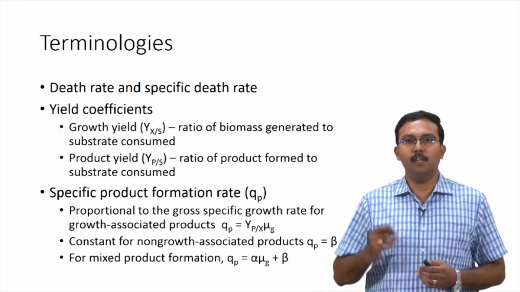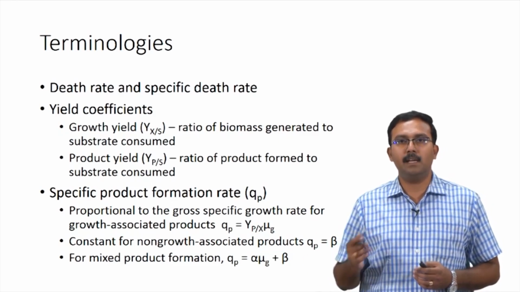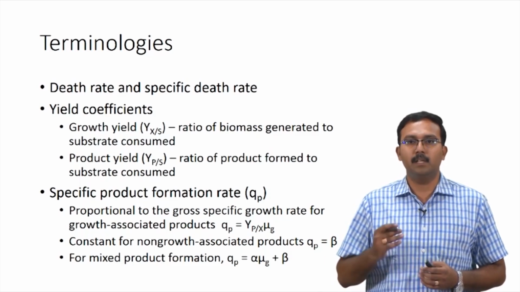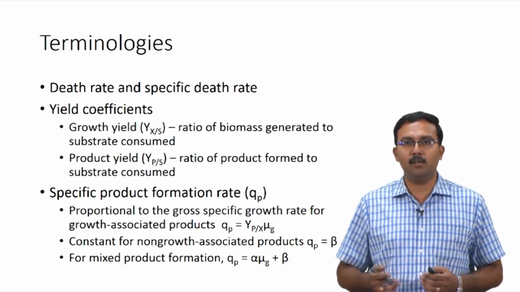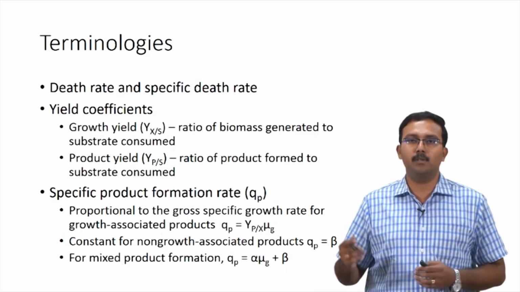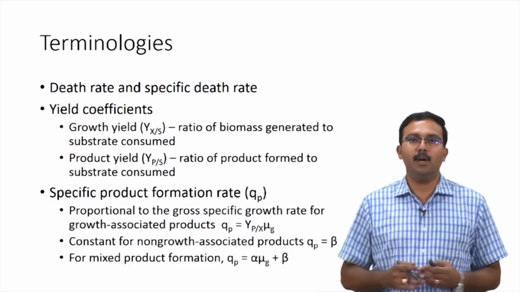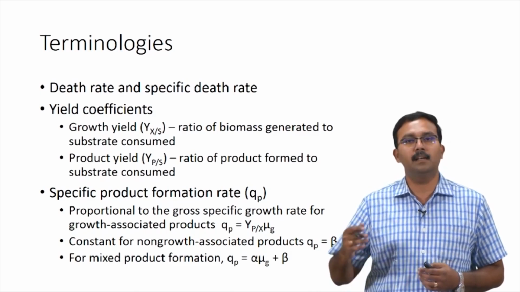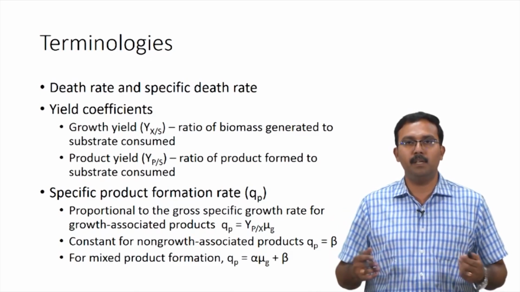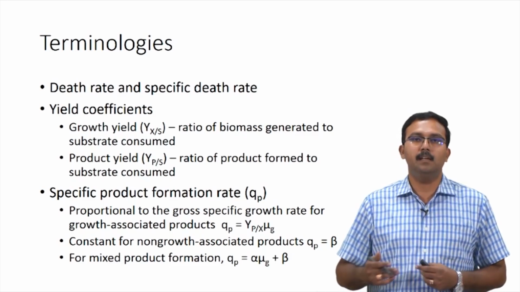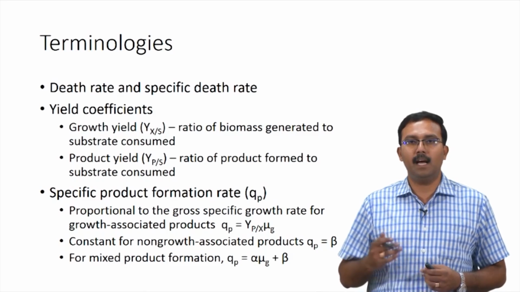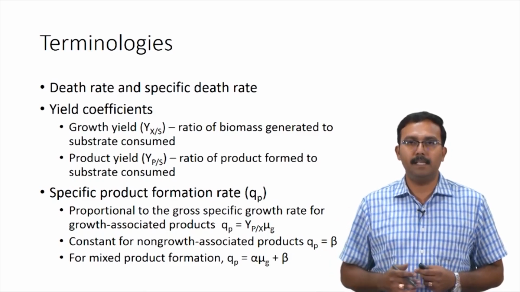Constant value of specific product formation rate will be observed for non growth associated product formation. So, that is why Qp would be equal to beta, a constant, for non growth associated product formation. In case you have a mixed product formation, where you have some non growth associated products and some growth associated products being formed simultaneously, then the specific product formation rate Qp would be given as alpha mu g plus beta.